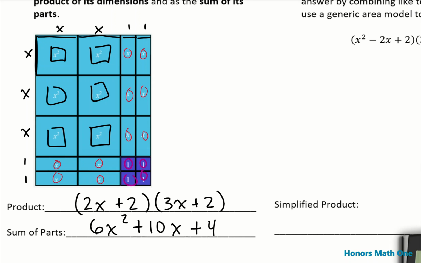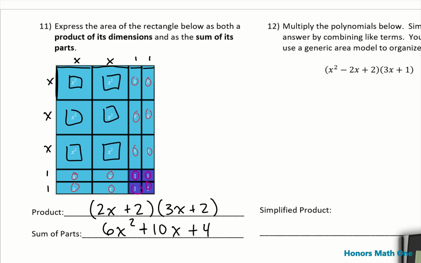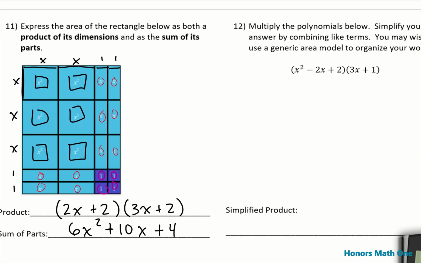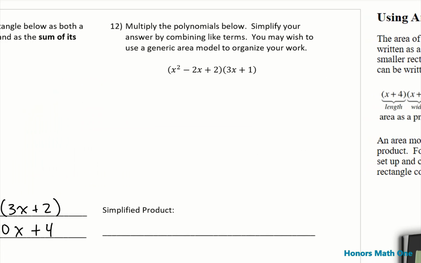The thing that I've written up above, the product of its dimensions, is equal to the sum of the parts. So that's one problem using algebra tiles, right? And on number 12, it says multiply the polynomial below. Simplify your answer by combining like terms. You may wish to use a generic area model.